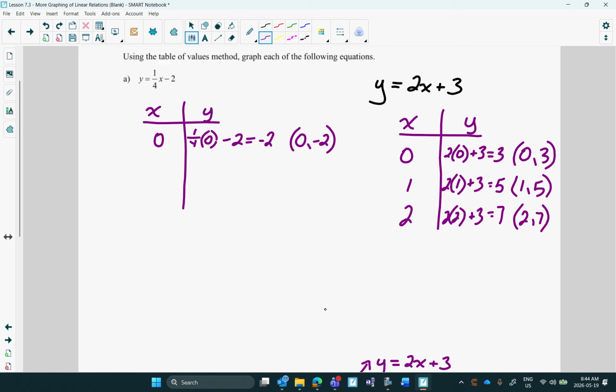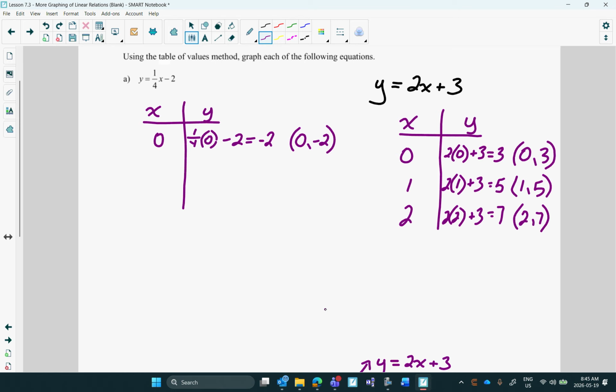Normally, I would choose 1 and 2 for x after that. But what's the problem if I choose 1? I'm going to get a fraction. And those are hard to plot. You can, but they're not entirely accurate. I mean, if one of the numbers is a half, that's not bad. But if you're trying to plot like 2/7, 4/5, that's hard. So I want to pick a number so that when I calculate it, I don't get a fraction.